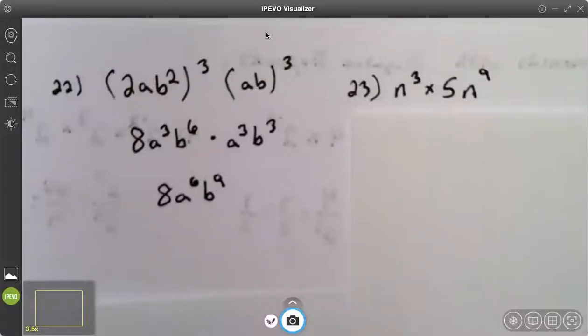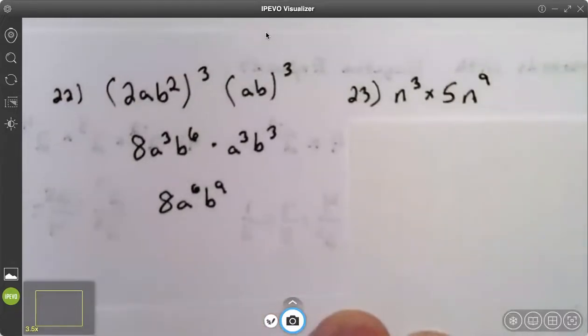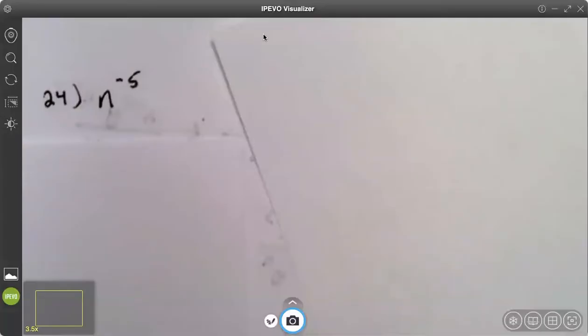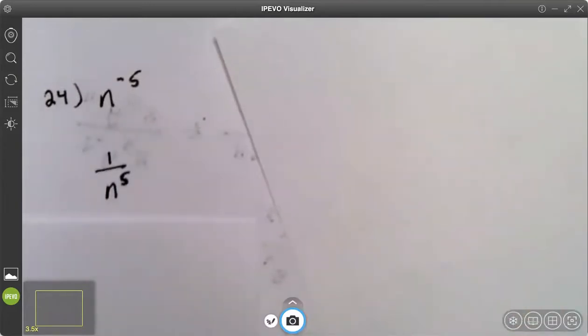Number 23, 1 times 5 is 5, and n cubed times n to the 9th. 3 plus 9 is n to the 12th. Your answer is 5, n to the 12th. Number 24, you flip it or write the reciprocal of it. 1 over n to the 5th is your answer.